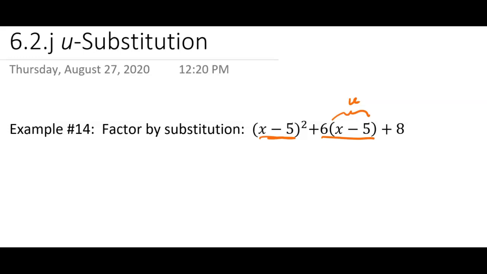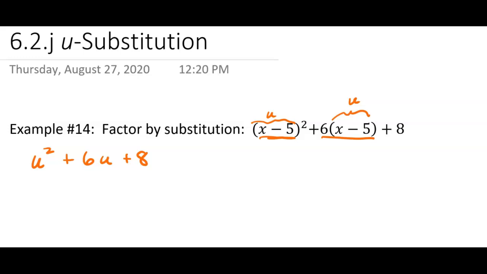And so I'm going to make that the u as well. So I'm going to get u, just this part right here. Okay, so I get u squared plus 6u plus 8. Now that's a polynomial I can factor. That looks much more reasonable.